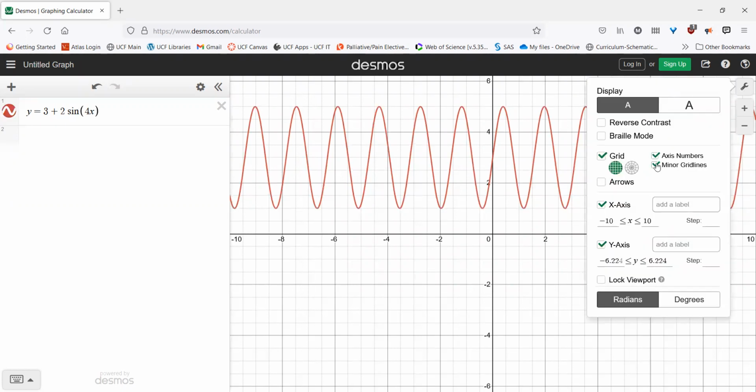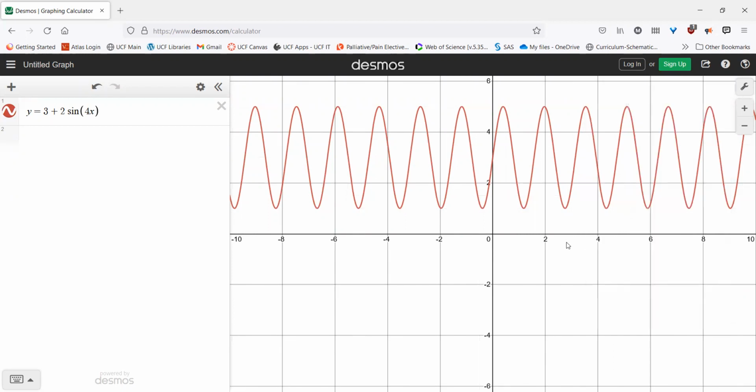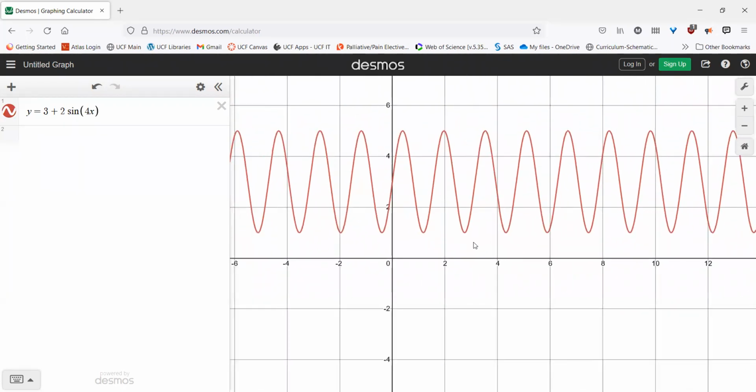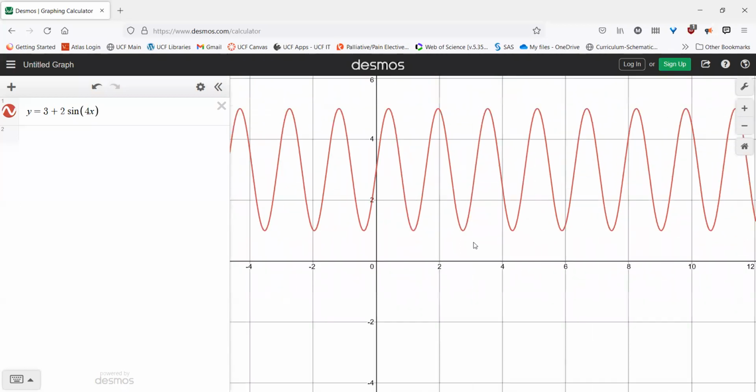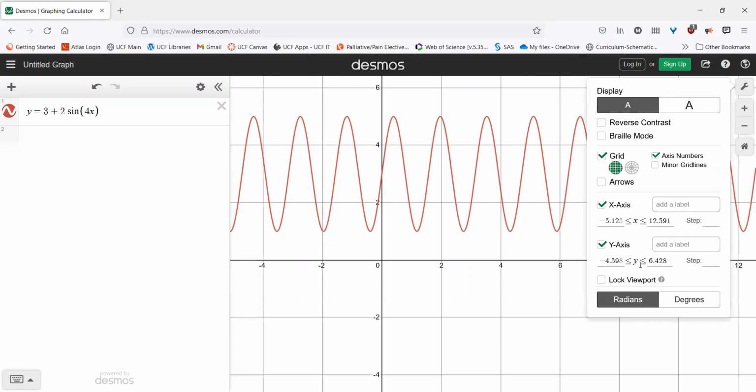I usually click off of the minor grid lines because it adds a lot of clutter. So I keep grid and axis numbers all the time. The x-axis and y-axis you can adjust here, or you can actually just click on it and slide it around. You can zoom in, zoom out. I've got a touchpad that does that, or if you're on a mobile device, you can pinch in or zoom out just like you would any website. And when you look, see how that adjusted my X's and Y's, they're not whole numbers anymore, which is fine.